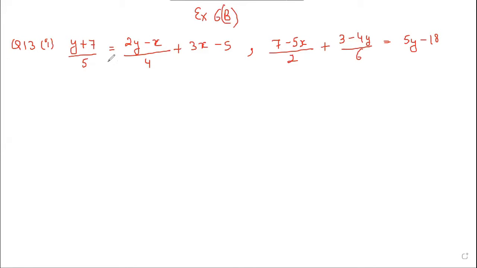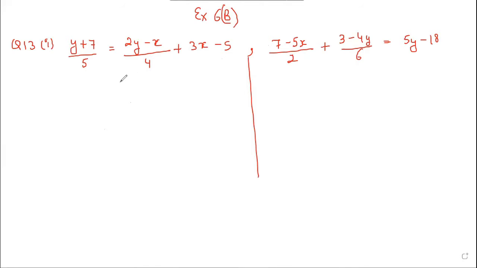6b, 13 questions. First of all, whenever there is a long equation like this, with fractions or something like that, first of all, we have to simplify it and form a simple linear equation in two variables. So what I'll do is take the LCM. This is the first equation and this one is the second. First of all, let me solve the first equation.